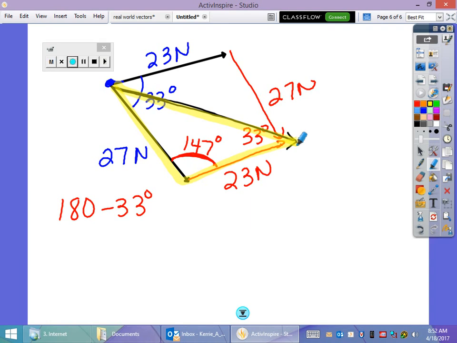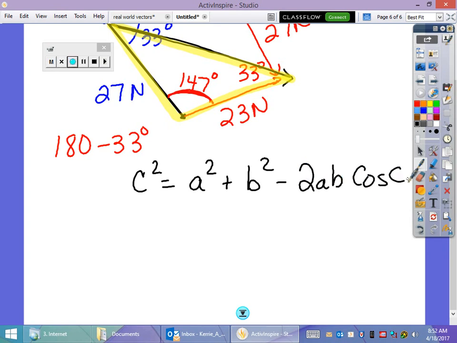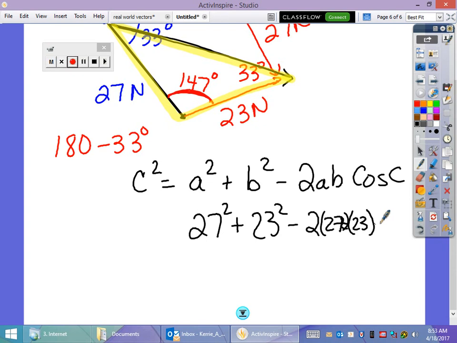So how do I find the resultant? Can I use the law of sines? No, I need to use the law of cosines, which says c squared equals a squared plus b squared minus 2ab, the cosine of c. You don't have to memorize that formula. It's given to you. c is what I'm looking for. What would you like a to be? 27 squared plus 23 squared minus 2 times 27 times 23, the cosine of 147.